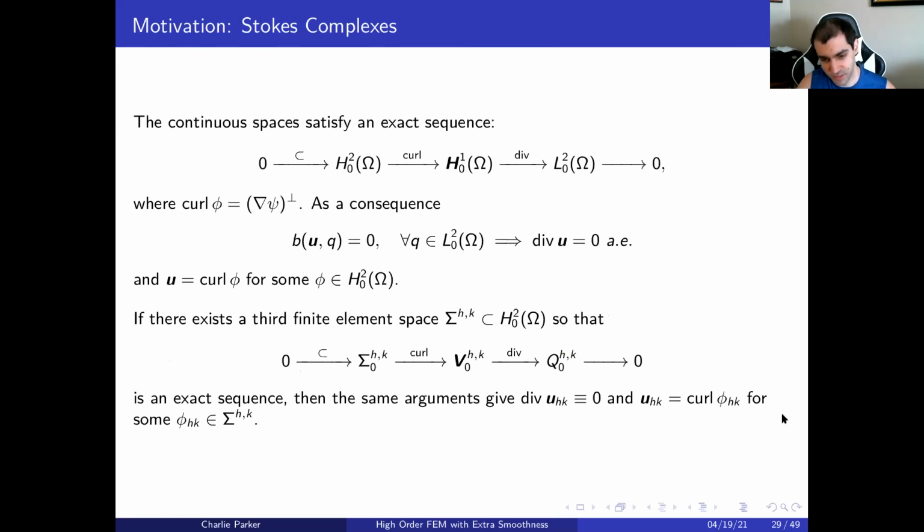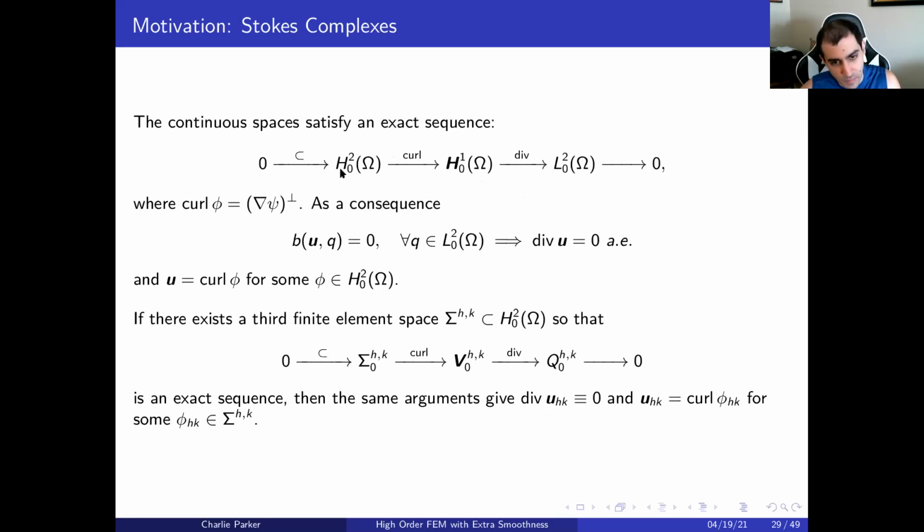Okay, so what is the motivation for developing the elements I'm going to introduce? You have this exact sequence at the continuous level. What does the sequence mean? Zero maps into H^2_0, the curl of an H^2_0 function is in H^1_0, and the div of an H^1_0 function is in L^2_0, where curl here is just the rotated gradient because we're in 2D. The sequence is exact in the sense that if you compose any two operators, you get 0. So the divergence of a curl is 0. And if you have a velocity v in H^1_0 whose divergence is 0, then it's the curl of an H^2 function.